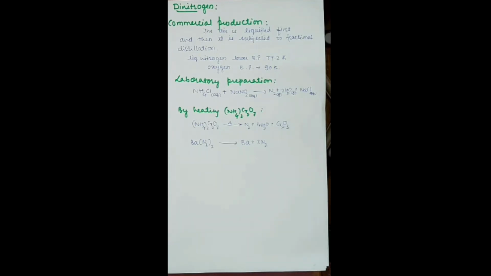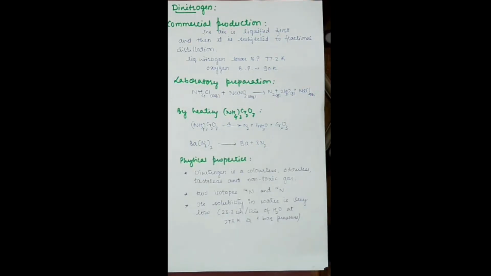So let us see the physical properties of nitrogen. Dinitrogen is a colorless, odorless, tasteless and non-toxic gas. Dinitrogen has two stable isotopes, nitrogen 14 and nitrogen 15. And the third one is its solubility in water is very less. It is 23.2 cubic centimeter per liter of water at 273 Kelvin and 1 bar pressure.